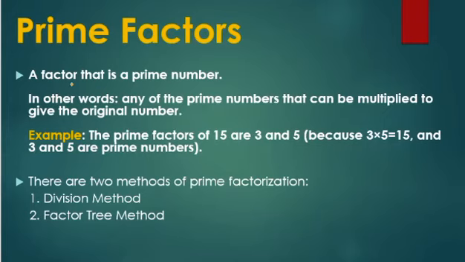Prime factors. A prime factor is a factor that is a prime number. In other words, any of the prime numbers that can be multiplied to give the original number. For example, the prime factors of 15 are 3 and 5 because 3 times 5 equals 15, and 3 and 5 are prime numbers. Now we have two methods of prime factorization. The first method is the factor tree method and the second method is the division method.